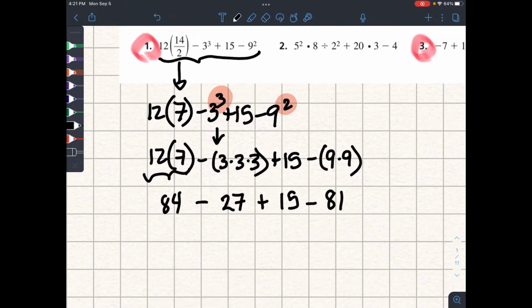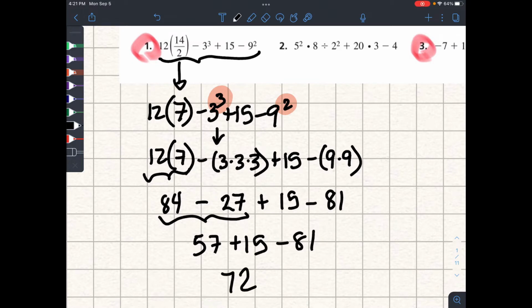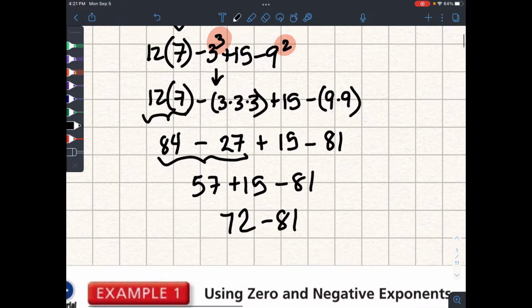So 84 minus 27, I think that's going to give me 57, plus 15 is going to give me 72, minus the 81. I think I've ended up with -9 as my final answer. Hopefully all that made sense and you know how to follow those orders of operation. Okay?